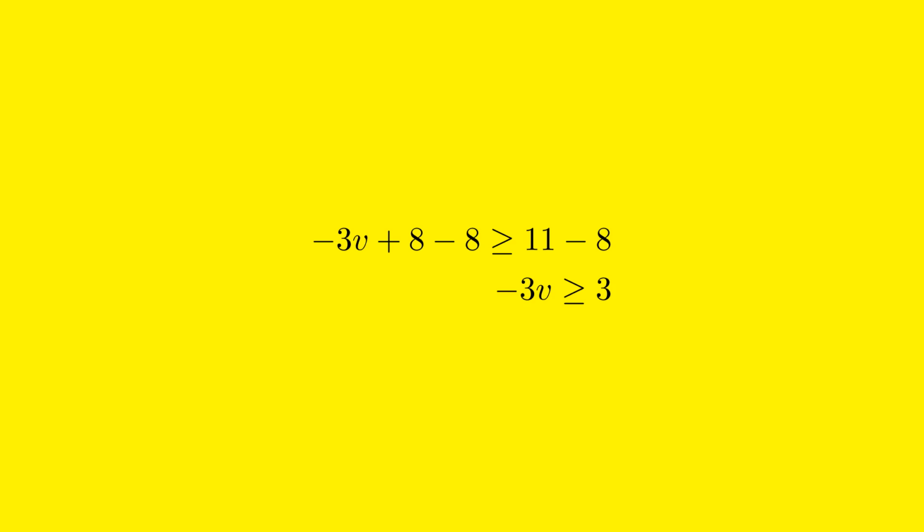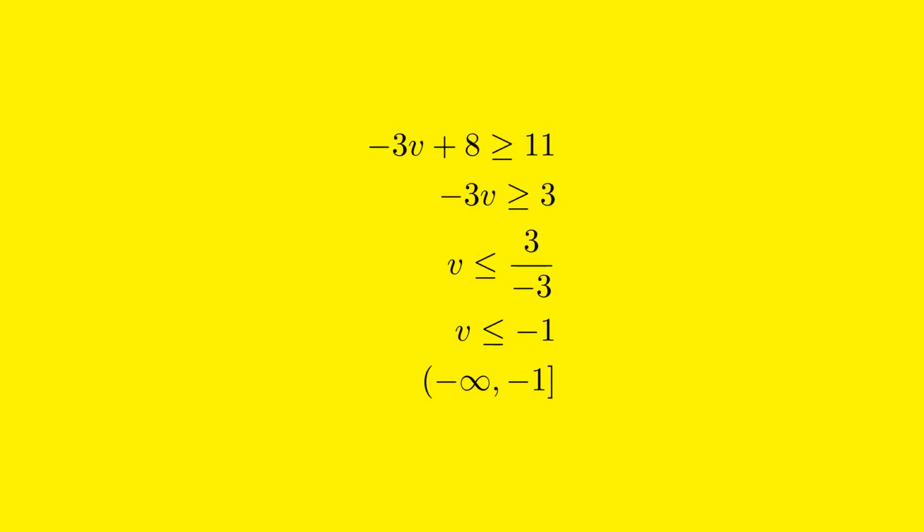The inequality has been altered such that the constant term 8 is removed from the left side, and 11 minus 8 is simplified to 3 on the right side. This step ensures that the variable term -3v stands alone on one side of the inequality.